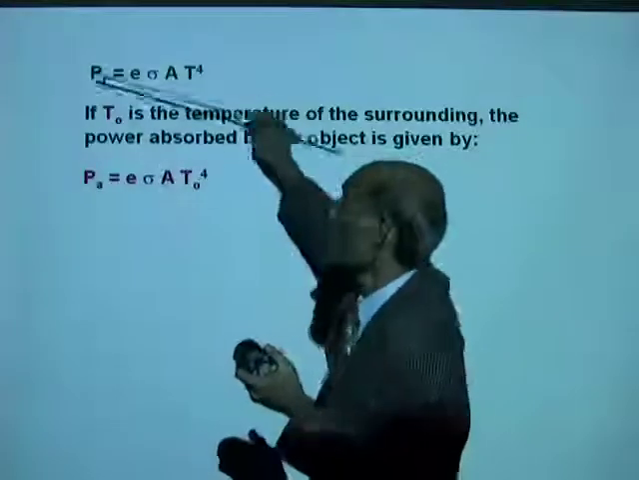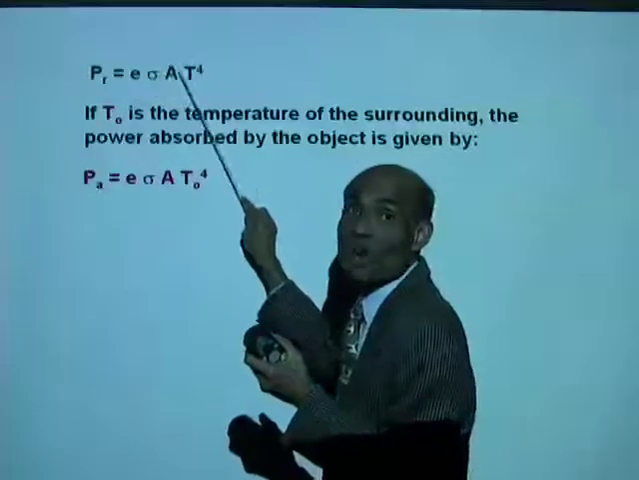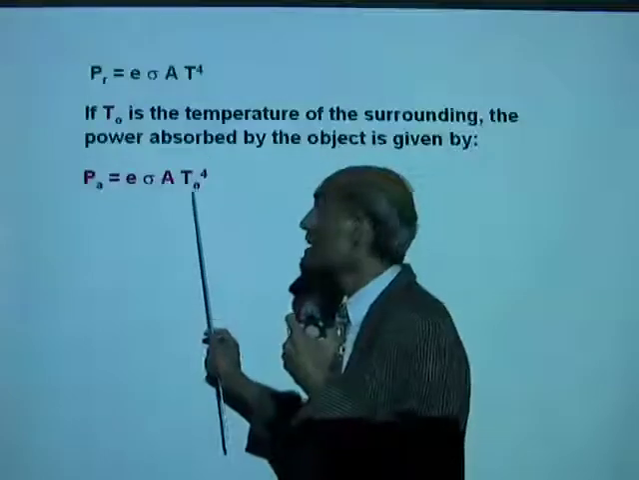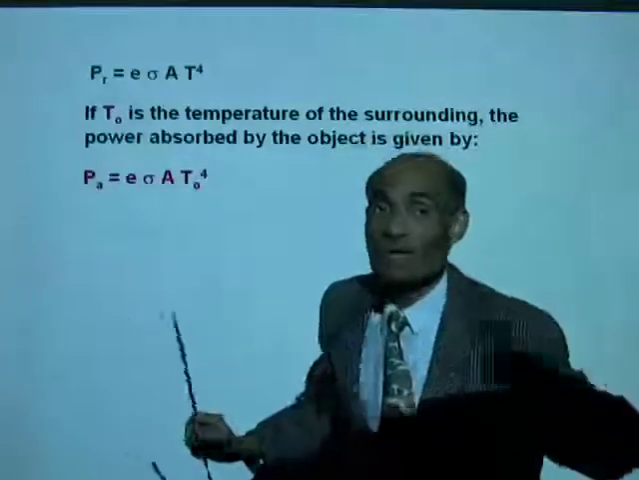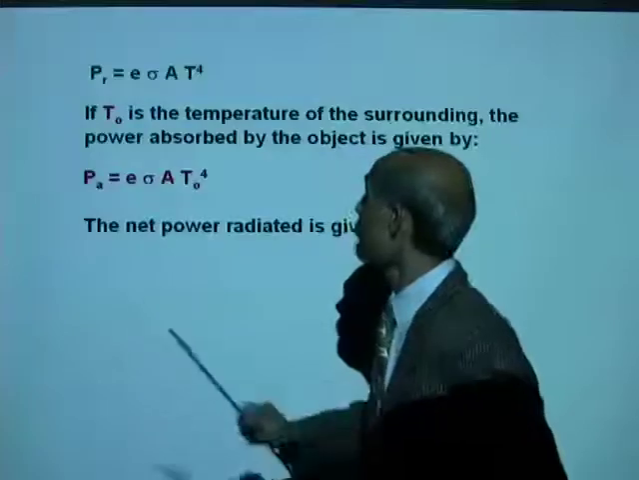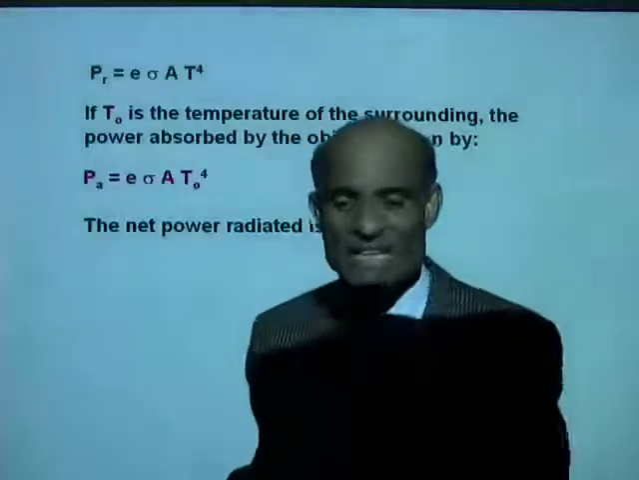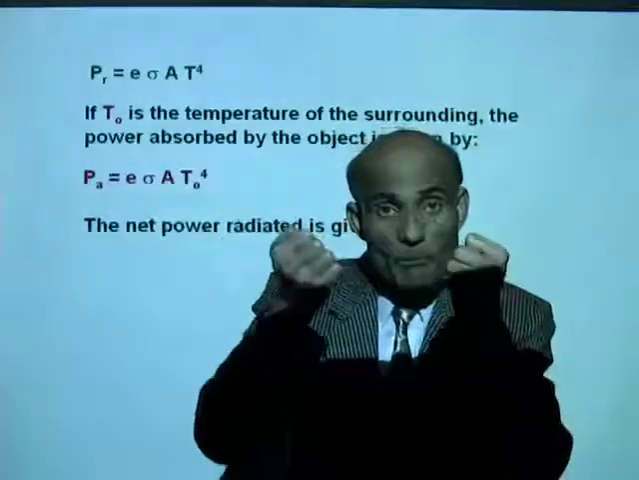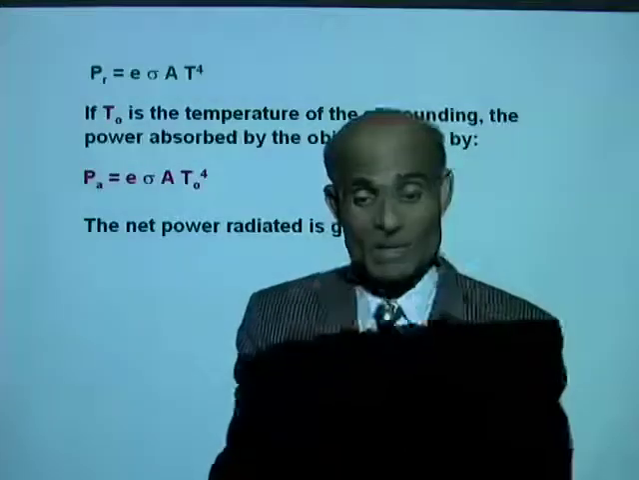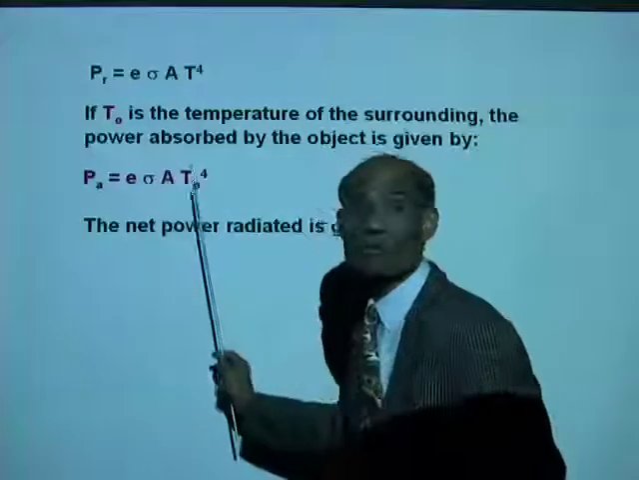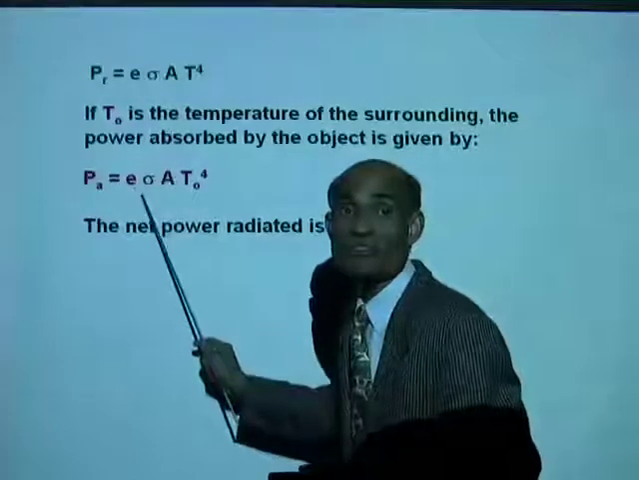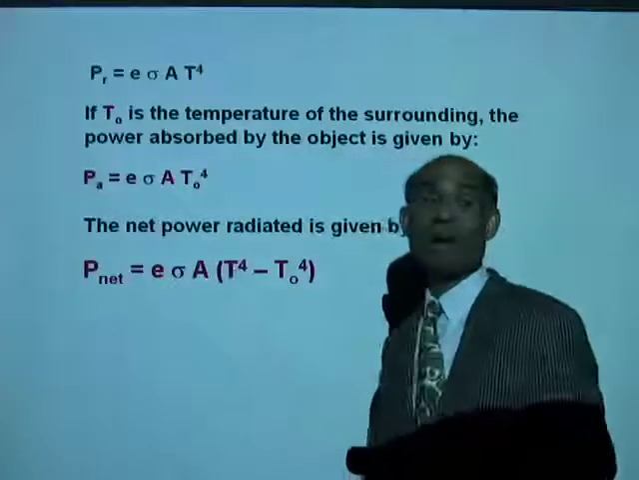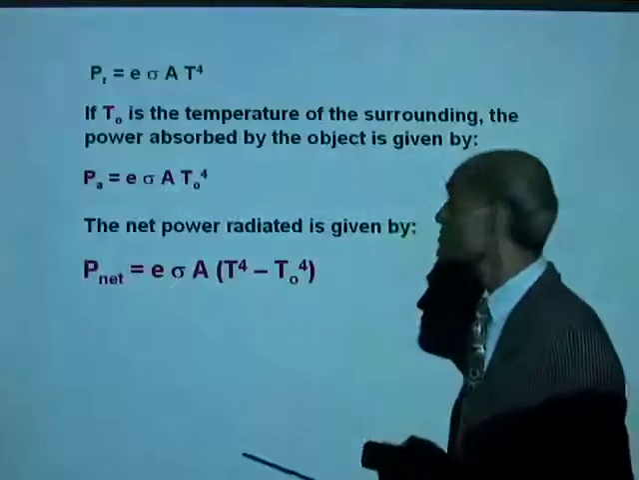So you can see power radiated depends on the temperature of the radiating object. The power absorbed depends on the temperature of the surroundings. Alright, therefore what is the net power radiated? You see, the net power radiated is the total power radiated minus the power absorbed. Is that right? So I can now write the net power radiated is this minus this, and that will be E sigma A times T to the power of 4 minus T0 to the power of 4.